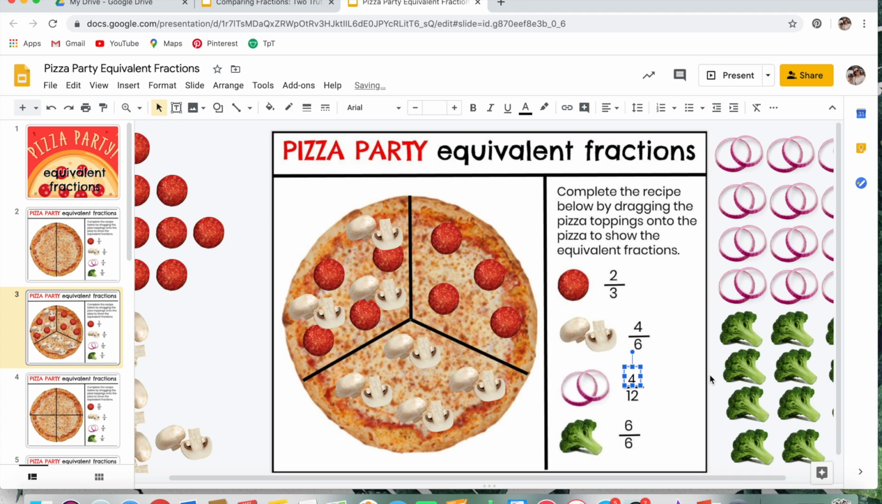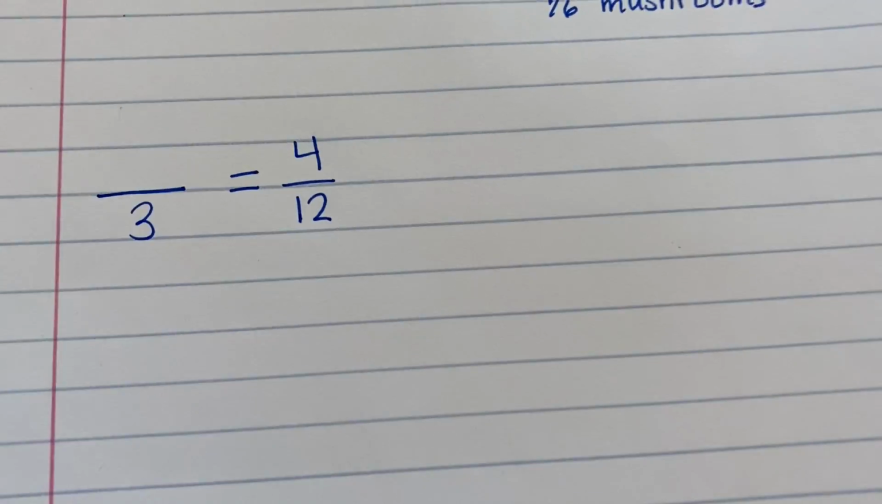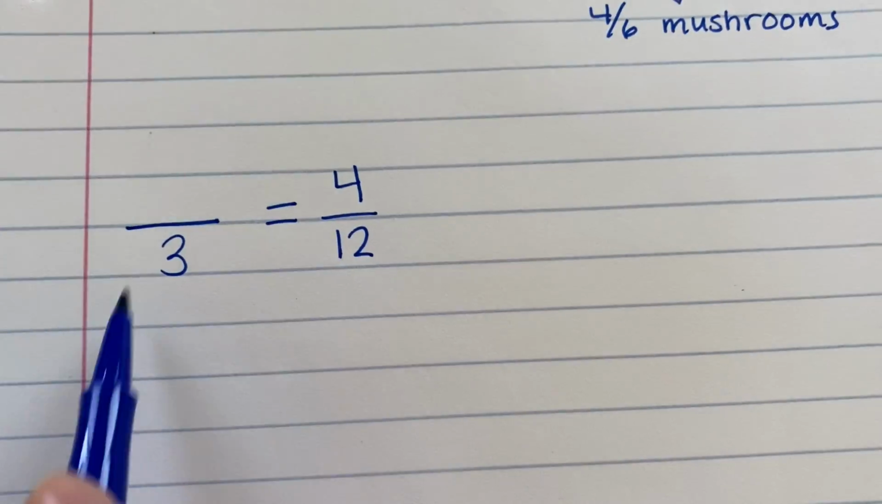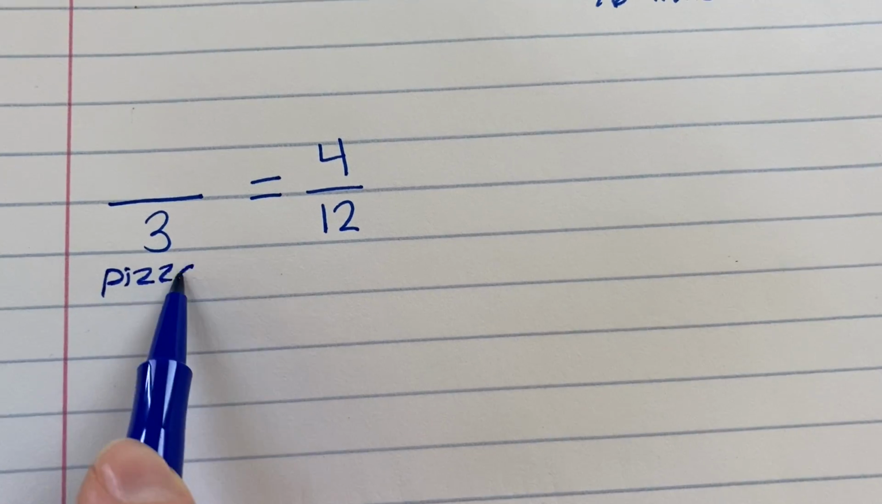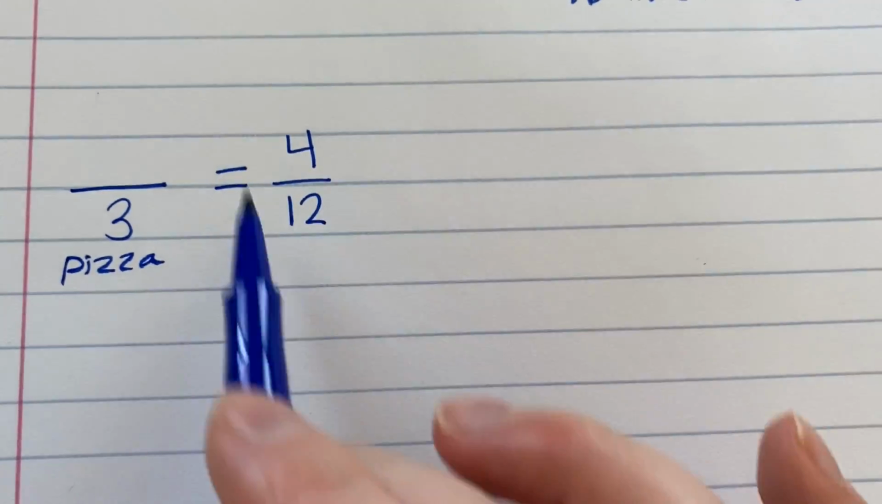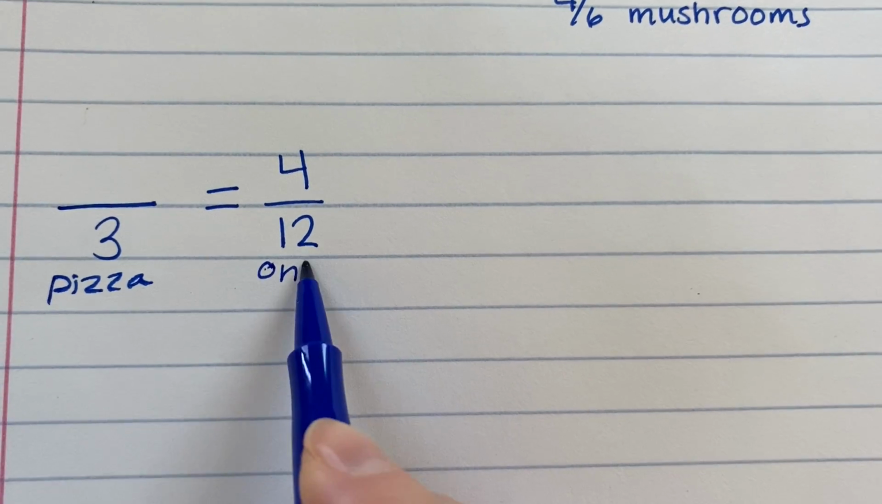All right, so now it's time to solve how many onions I need. It says here that I need 4/12 of onions, just like we figured out here. I don't have my pizza broken up into 12ths, so something I'm going to have to do is figure out with my fraction bar what fraction with the denominator 3 or thirds is equivalent to the fraction 4/12. We meet again. I have a pizza broken up into thirds. I have 4/12 of my pizza needing onions on it.